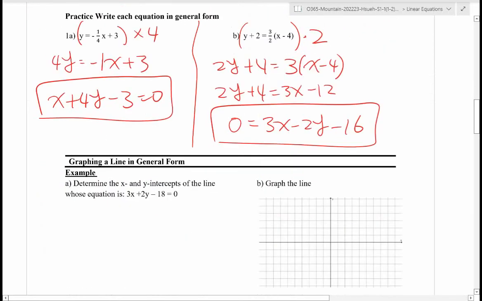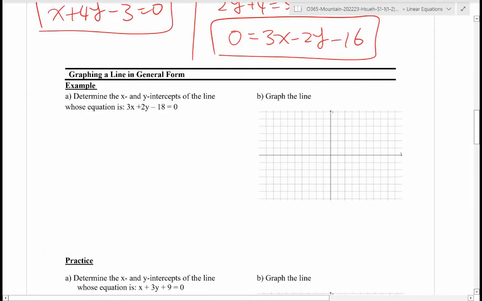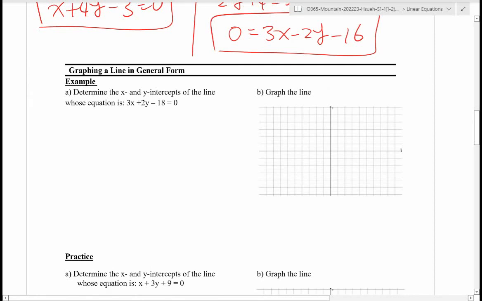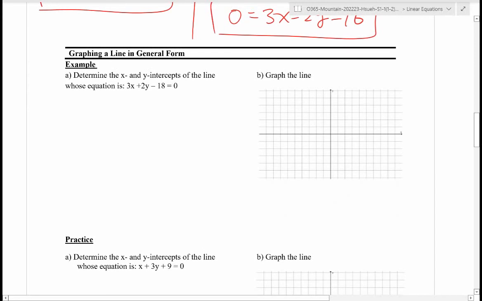Okay. So that's converting between the slope-point form and slope-intercept form to general form. Now, of course, when we have an equation, we need to know how to graph it, right? So now, how do we know? If we have slope-point form, we have the slope and we have a point, we can graph. If we have a slope-intercept form, we have the y-intercept and we have the slope, we can graph, right? No problem. But this really doesn't tell us anything, okay?